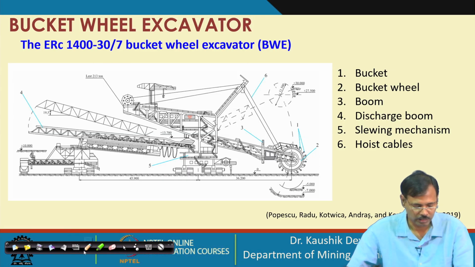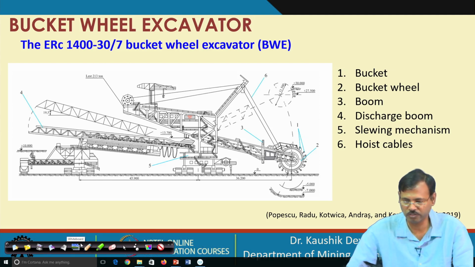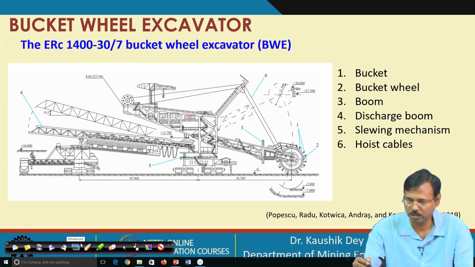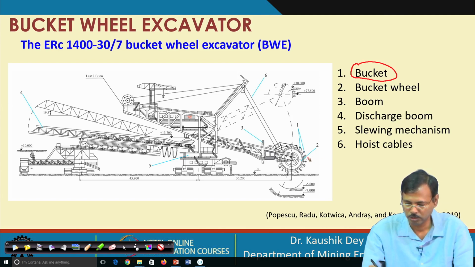Now, these are the essential components of a bucket wheel excavator. So, first is the bucket. These are the buckets. Second is the wheel. This is the wheel. These are the booms containing the wheel. So, these are having different provisions.